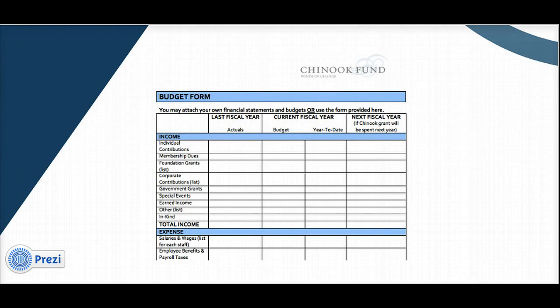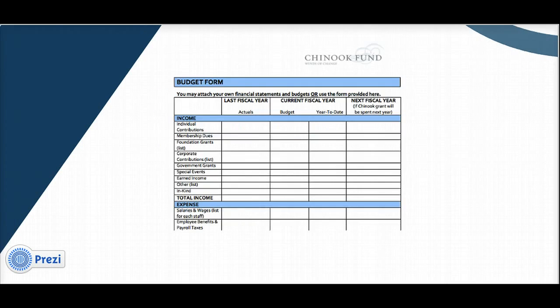Please note that some applicants have asked if their budget information should correspond to the Chinook Fund's fiscal year or their own fiscal year. The Chinook Fund does not expect that applicants will, in any way, change or adapt their fiscal years to match ours. Please draw up your budget information according to whichever fiscal year your organization has decided upon. For additional information regarding the budget, please refer to the grant application checklist found in the application documents.